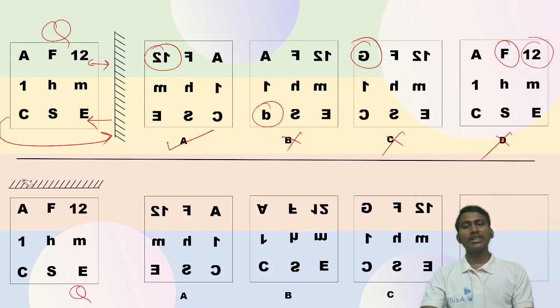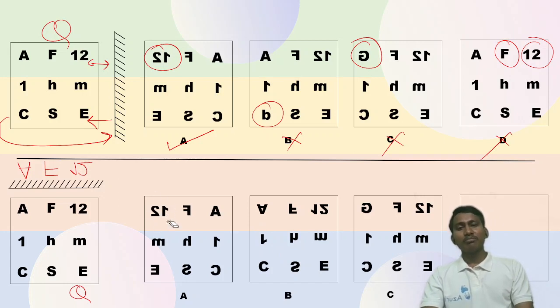So near to the mirror is this part, so here should be A, and then after that F, and then 12. So how the 12 will look is like this. Okay, so like this. So the answer will be option what?